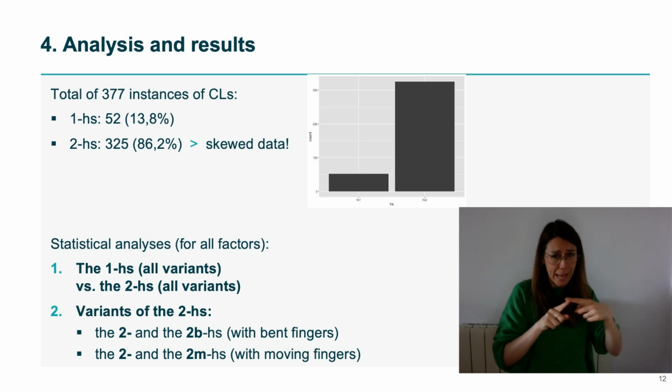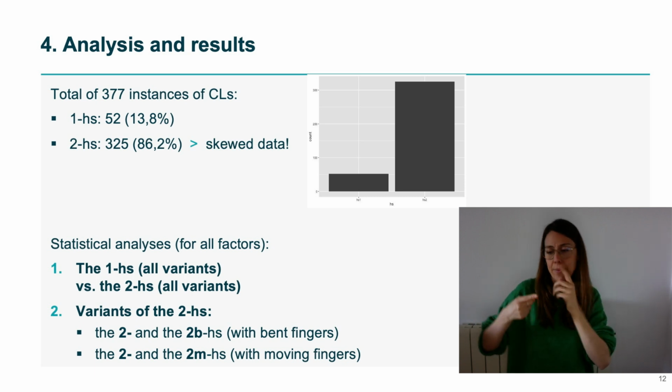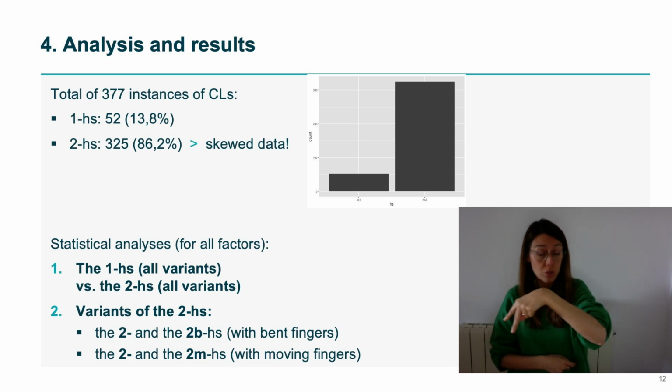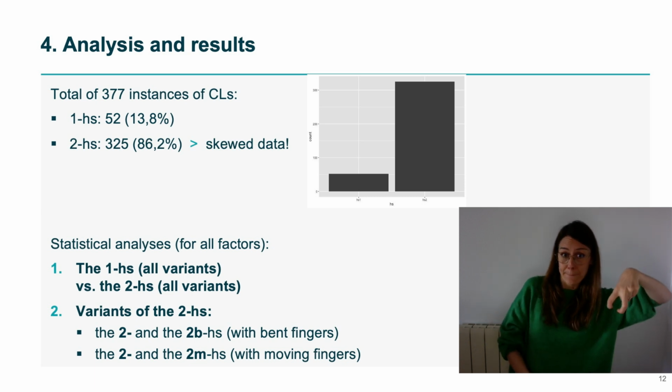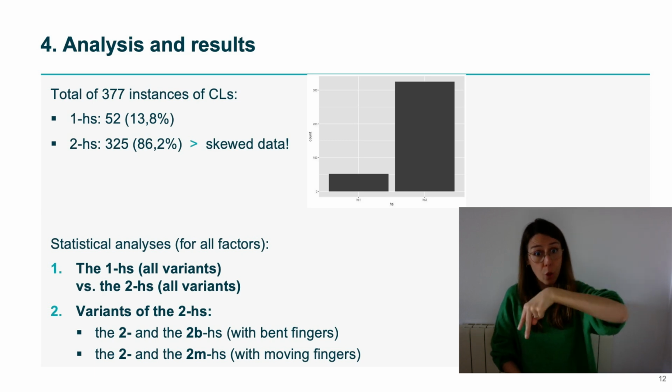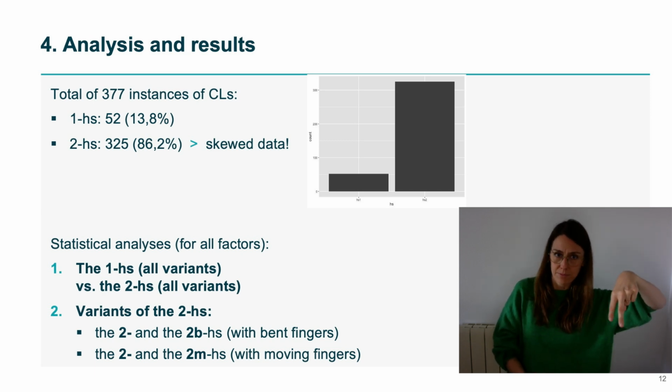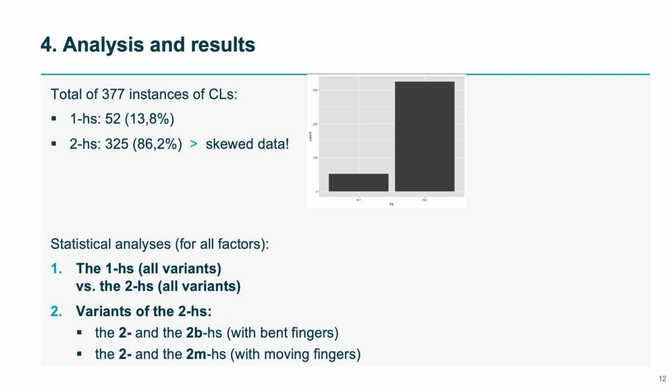So we performed statistical analysis for all factors, and we looked at the handshape choice between the one handshape and the 2 handshape and all their variants. And then we also focused only on the 2 handshape, and we looked at the 2 handshape compared to 2 handshape with bent fingers, and 2 handshape compared to 2 handshape with moving fingers.